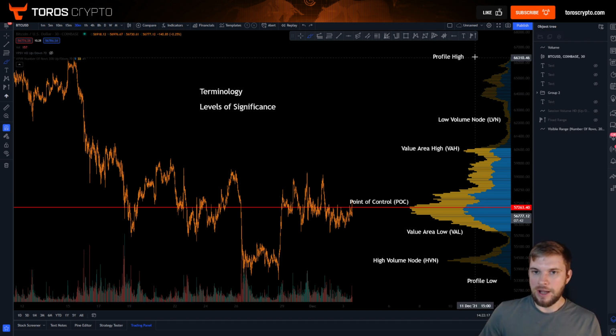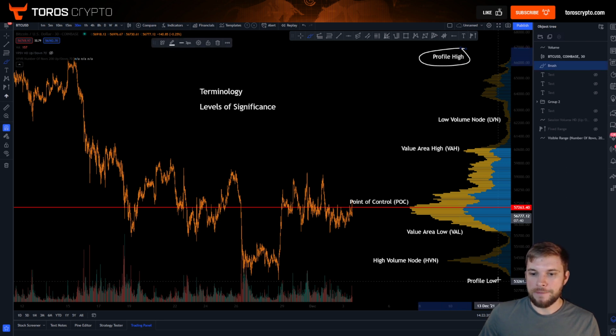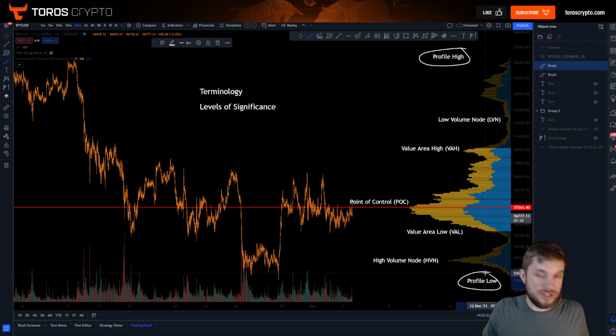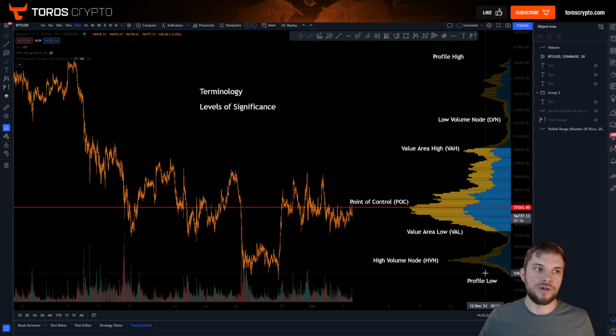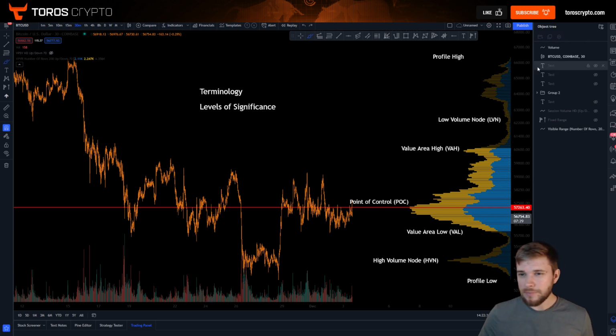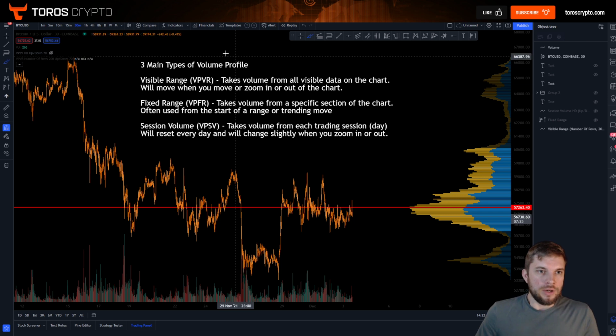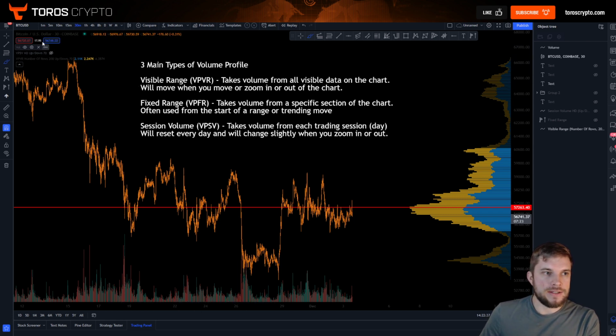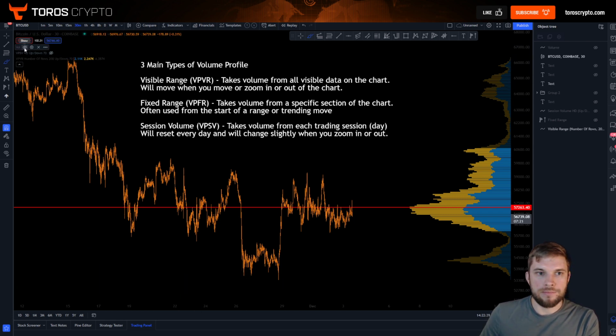And then finally, you've got your profile high and your profile low. Now that's just very simply the high and the low of the profile. So again, in this instance, we're looking at this whole chart, and this is the high of the chart and this is the low of the chart. Okay, so that's the main terminology there. So moving on, we're going to look at the three main types of volume profile.